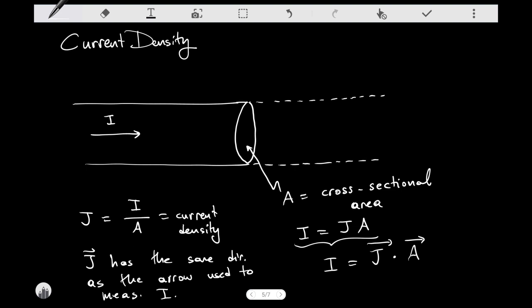So as a result, we are going to interpret it as a vector quantity. And in that case, the current can be expressed as the dot product of the current density with the area. So there's a dot product in here. In a way, this is the flux of the current density through that cross-sectional area. So that interpretation gives us room for generalization.